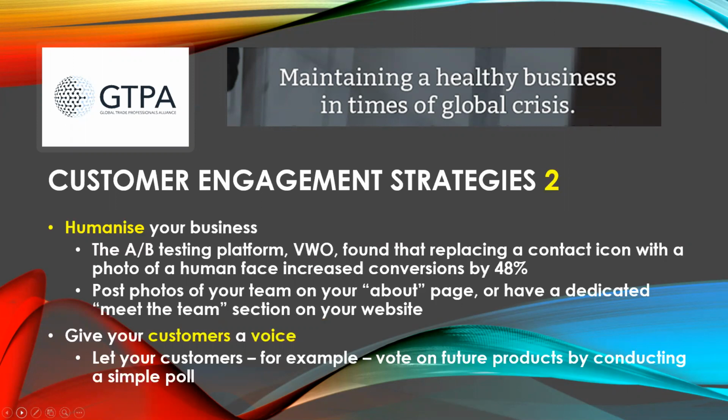So the A/B testing platform VWO found that replacing a contact icon, the old contact us button, with a photo of a human face increased conversions by 40%. So instead of having a contact us button, have the face of a person. That person doesn't even need to work for your business, really. You can find them on iStock or similar. Have a face that is warm and friendly and representative of the sort of people that you are aiming your business at.